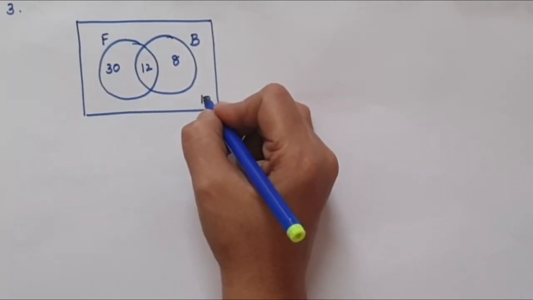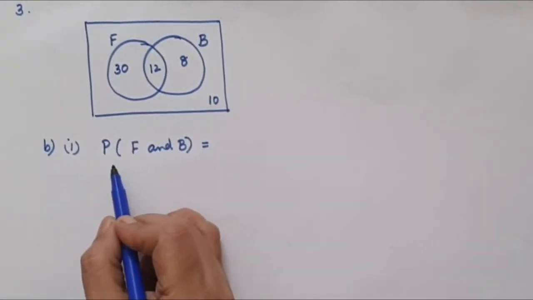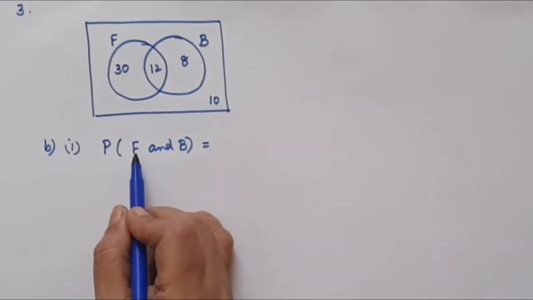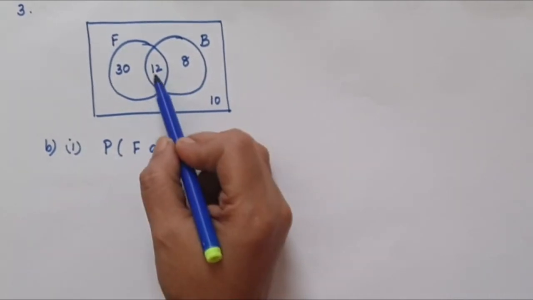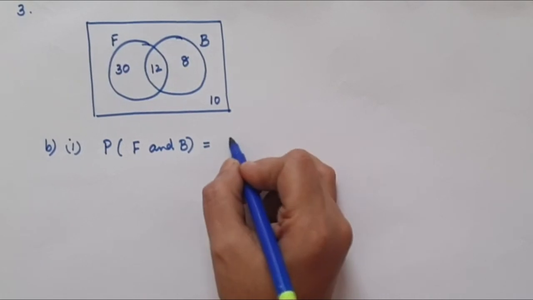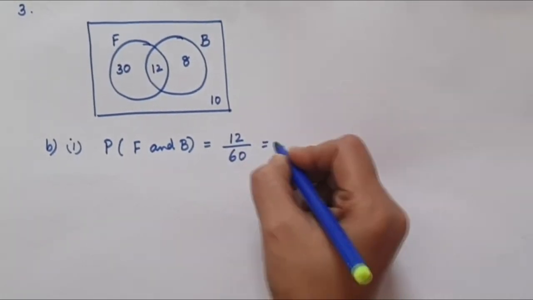Now our B part of the question, that is our first part. Probability of people who play football and basketball. That is our favorable event. Both they have to play. So it is 12, and the total is 60 people. So it is 12 over 60, so it will be equal to 1 over 5.